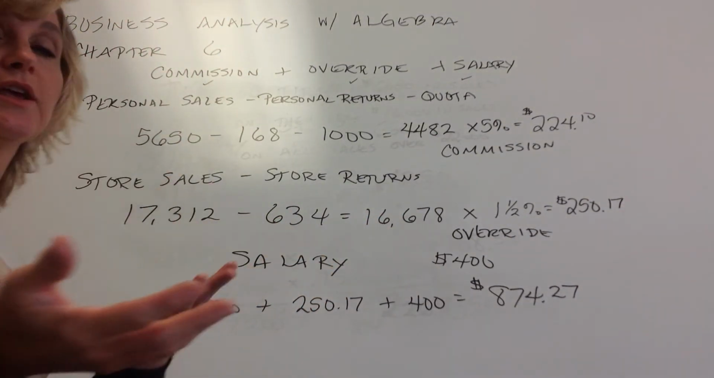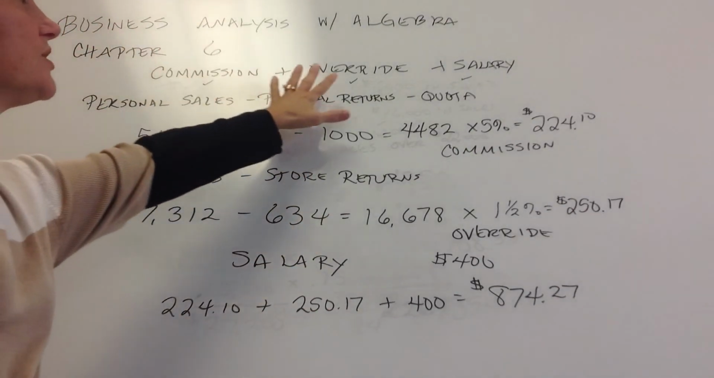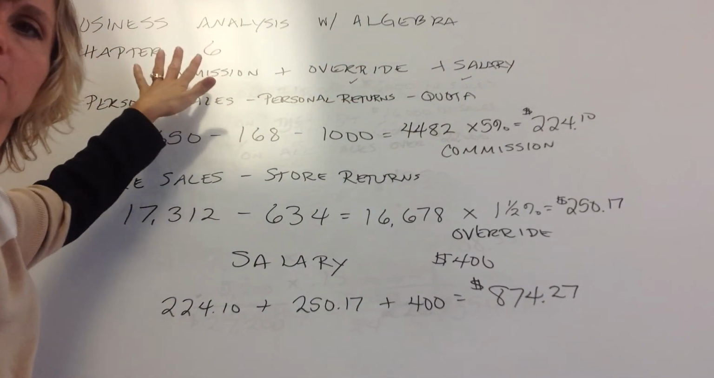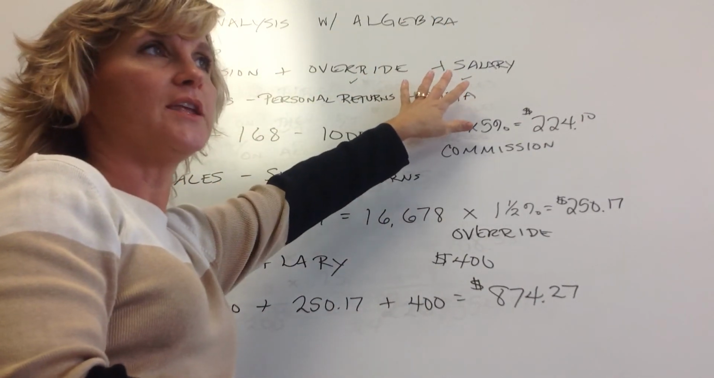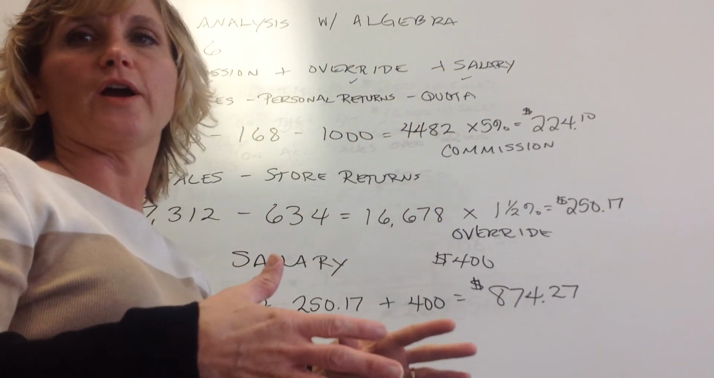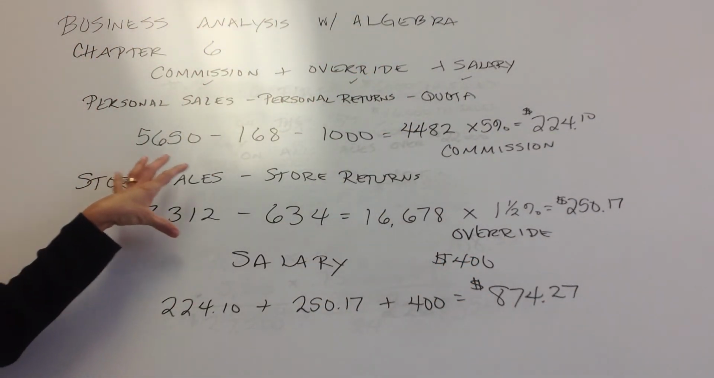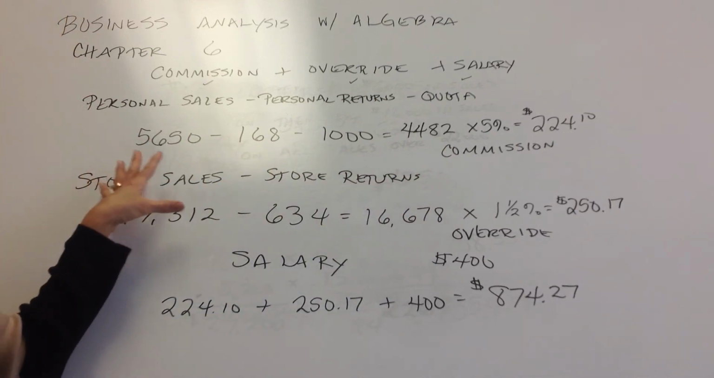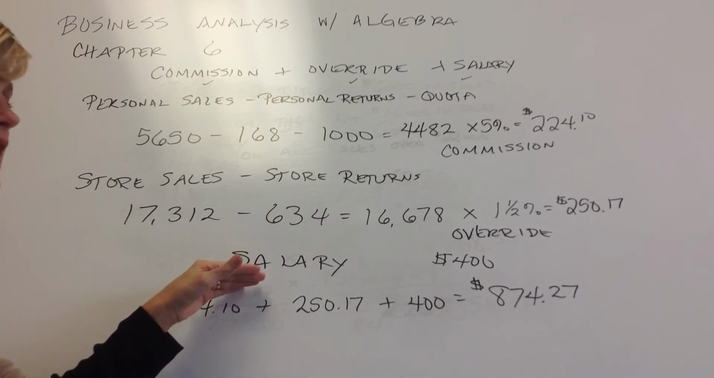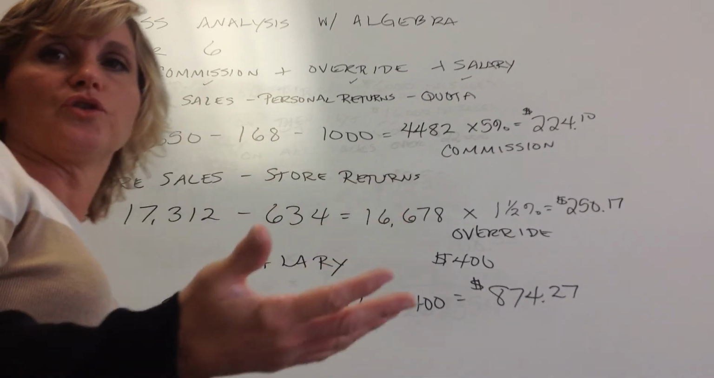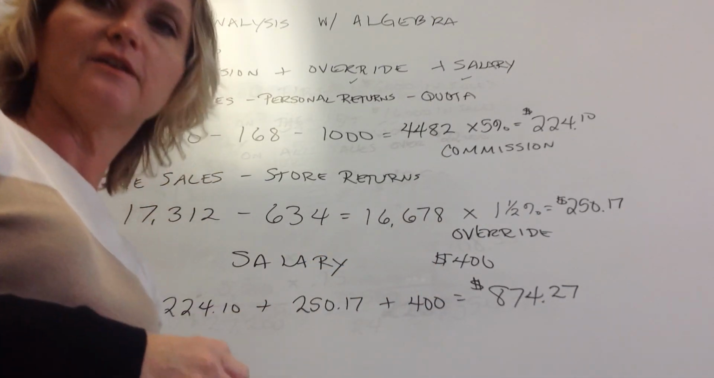And really, I think that the mathematics of it is not difficult. You have to understand what each of these terms means. So that your commission is paid on your personal sales. You always subtract out your returns, and in many instances, you have a quota or a required amount you're supposed to sell before getting paid any type of bonus on it. Then, if you're a manager, you have this override where you get a smaller percentage of the entire store's sales less returns, and then the salary for those drier periods where maybe your commission's not so big, at least you're always making some money. So that is it for chapter 6.